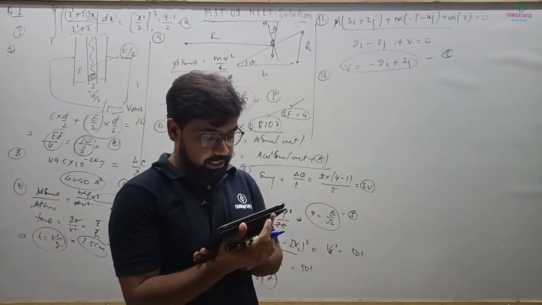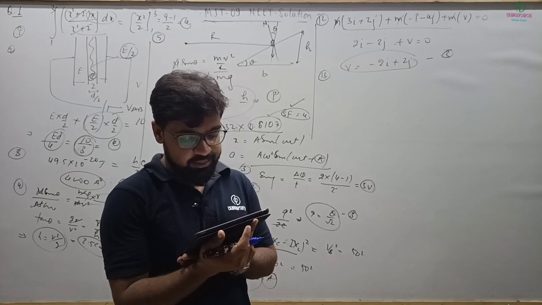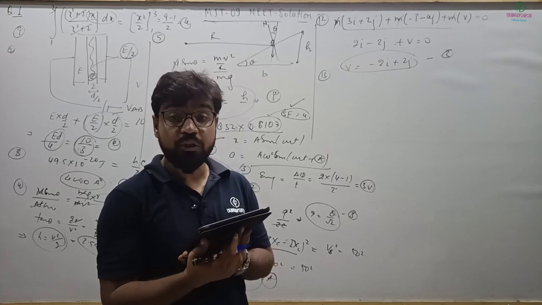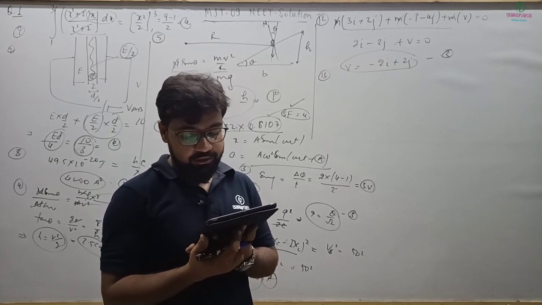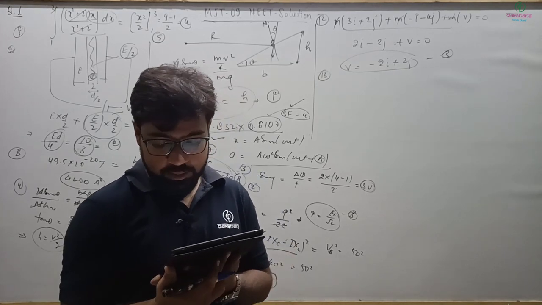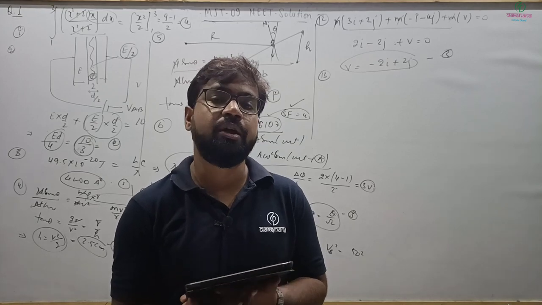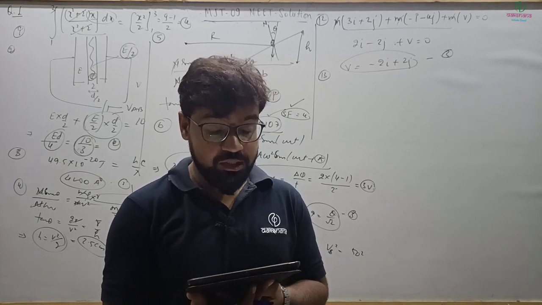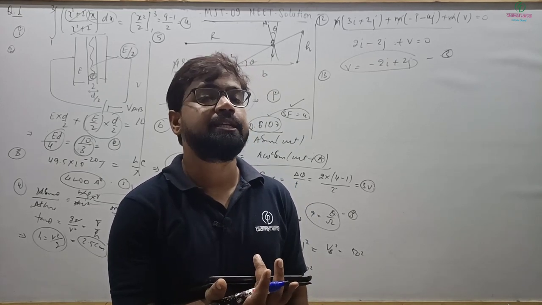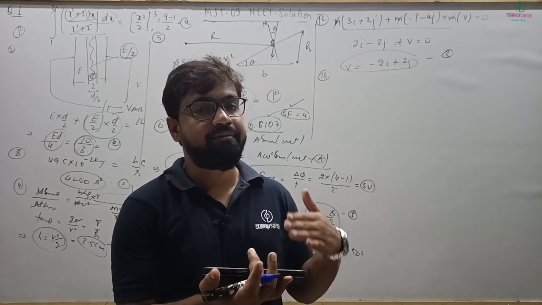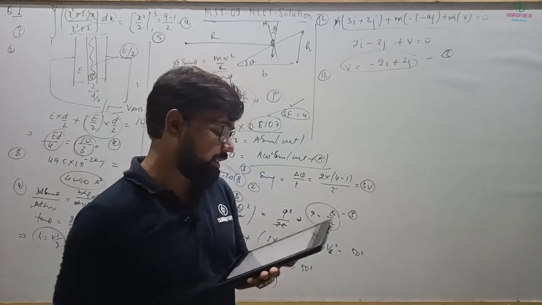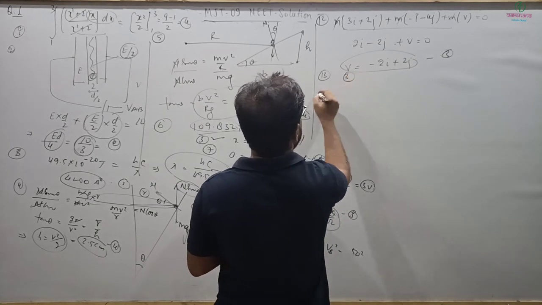13. A ray of light is incident on the surface of a glass plate at an angle of incidence equal to Brewster's angle phi. If mu represents the refractive index of the glass with respect to air, then the angle between the reflected and refracted rays is? This is a theory, memory-based question. If light is incident at Brewster's angle, then the angle between the reflected and refracted ray is always 90 degrees. That's matching with option number 3. Question number 14.